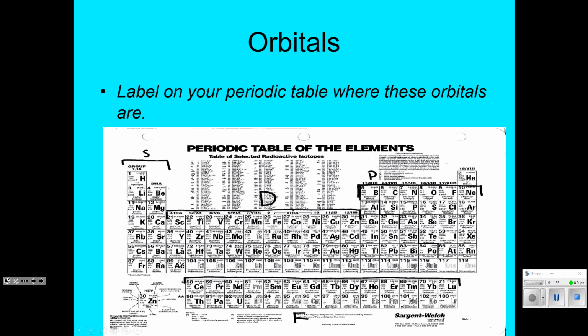The d orbital, which we're not going to talk about today, but however, we might as well label our periodic table. The d orbital starts at scandium and goes to zinc. It's the middle of the periodic table where there's that dip. Finally, the f orbital, or the f block, that is the bottom 2 rows of the periodic table that seem separate from everything else.